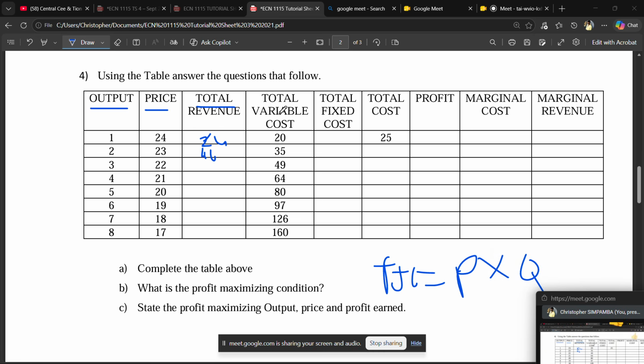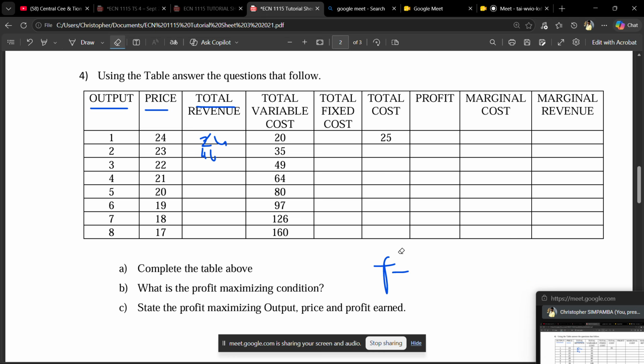Okay. Then we have our total variable cost there. It means that we are going to find the part where we have our total fixed cost, which we are basically required to find, right? And then we have our total cost, which is 25. Remember that total cost is found by total fixed cost plus total variable cost, right?